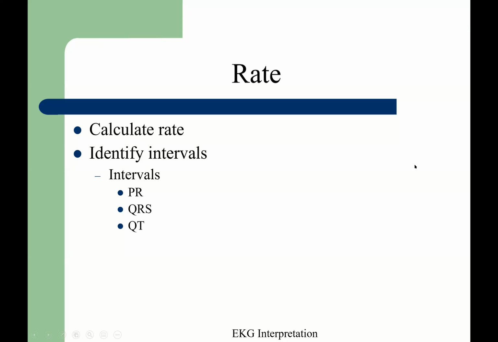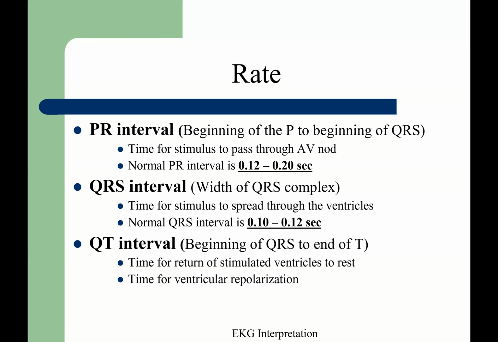So first, before we calculate these rates and these intervals, we're going to have to identify them a little bit closely. Our PR interval is the beginning of the P wave to the beginning of the QRS complex. So if I have a P wave like this, and then a QRS complex, it's from here, where it starts to go up from baseline, to right here, where the QRS complex starts. This is going to be my PR interval. A normal PR interval is between 0.12 and 0.2 seconds.